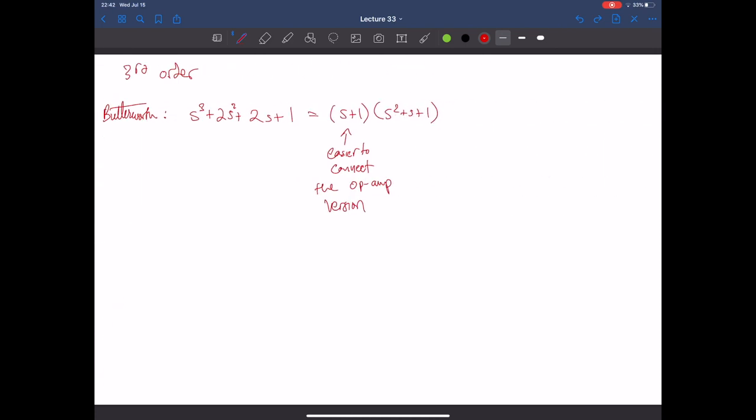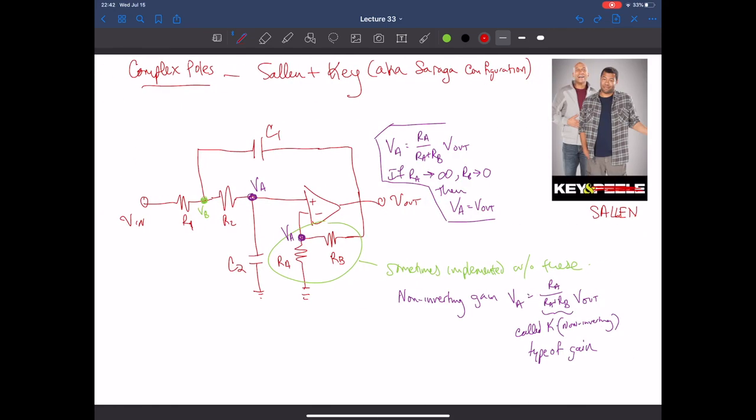All right, fine. So we're just going to connect up that other op-amp version, and then we'll address this guy separately, okay? Notice here that the denominator for that Butterworth is as follows. You might recognize that Butterworth polynomial. So the thing that we're going to develop is called the Sallen and Key, or the Key and Sallen, if you prefer that.